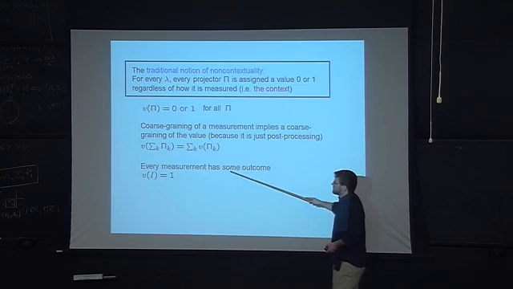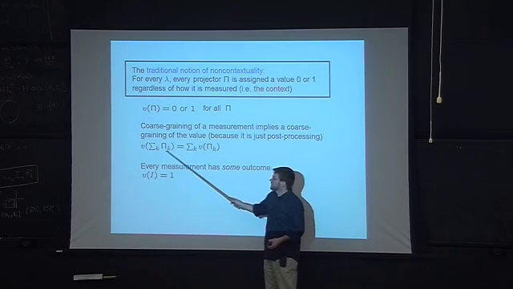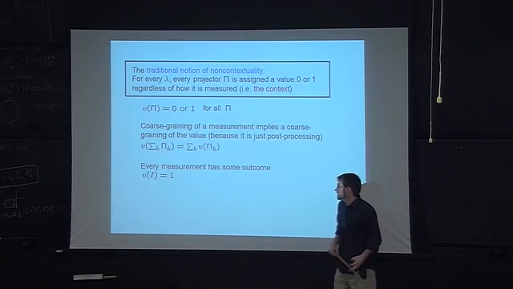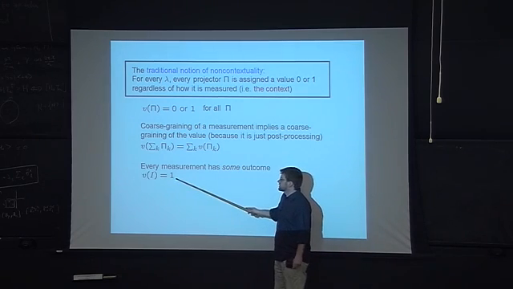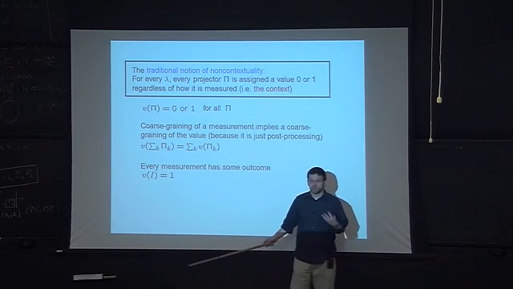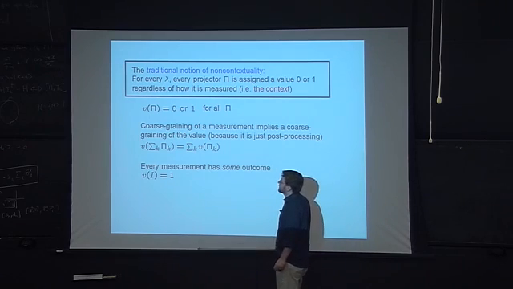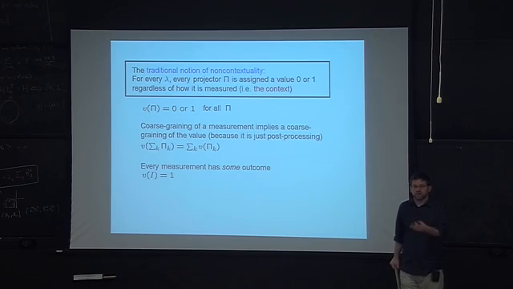And then finally, every measurement has some outcome. So if I coarse-grain all the outcomes, which just corresponds to asking, did some outcome happen, then the answer is always yes, some outcome happened. So the value I assign to the identity, the trivial, fully coarse-grained outcome, has to be 1. So again, all of this is just another way of saying what I've said before in the context of vectors.